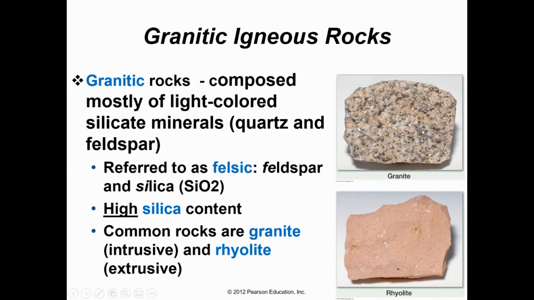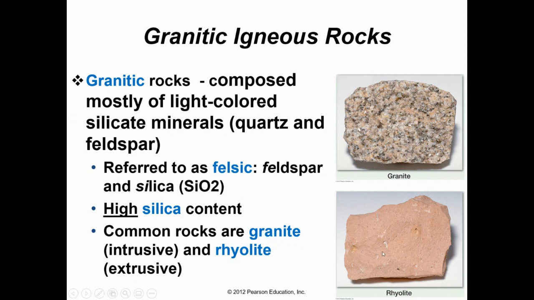The black one varies, so I won't go into what the types are. That's not really that important. But what is important really is the light-colored minerals. Okay? So high silica content, and then what you're seeing is one intrusive version, which is granite. Okay, so granite, you can clearly see those large mineral grains with the naked eye.